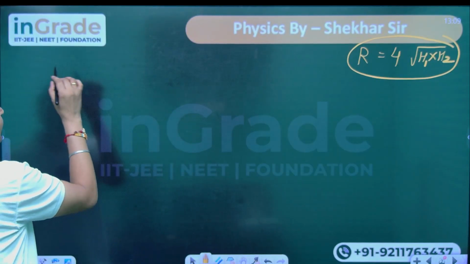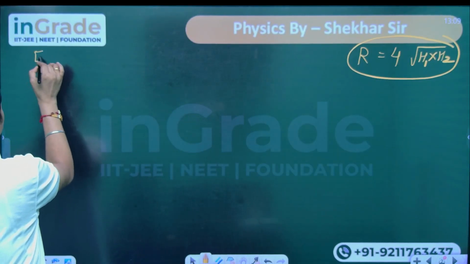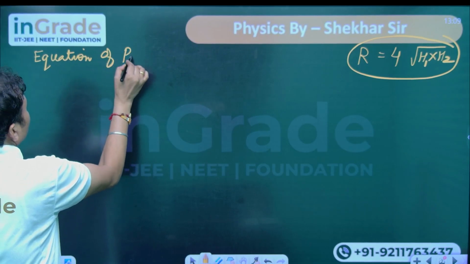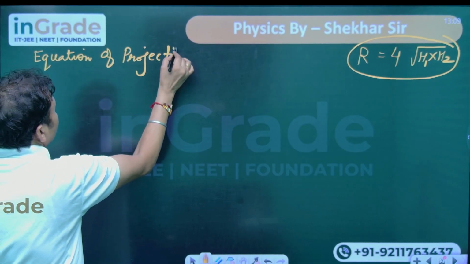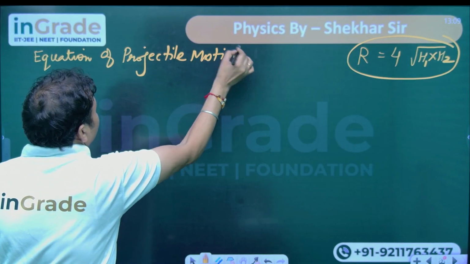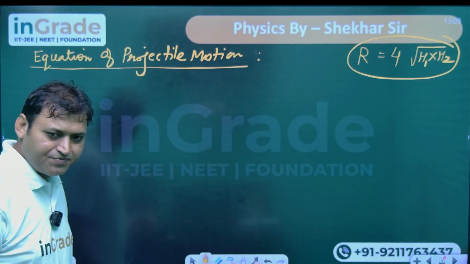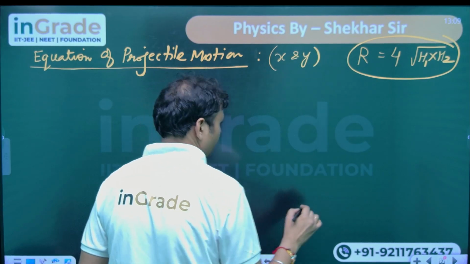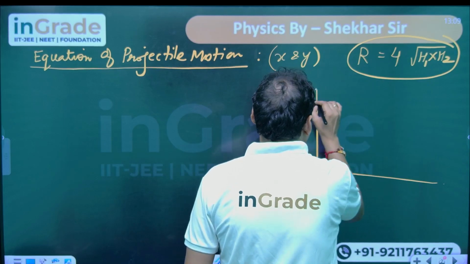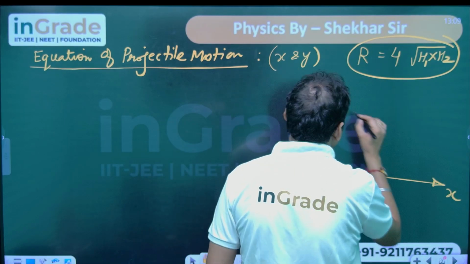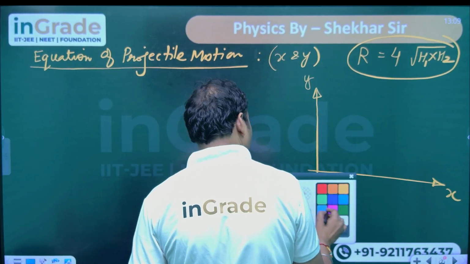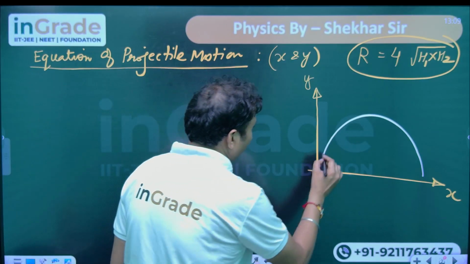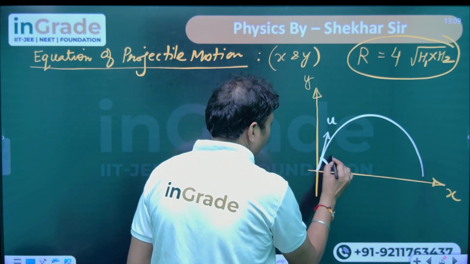So now let us talk about the equation of the projectile motion, or the relation between X and Y. Look, this is our ground to ground projection. This is X and this is Y. The particle is thrown with some initial velocity u, making an angle theta with the horizontal.